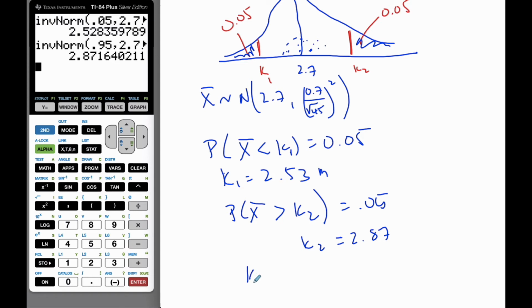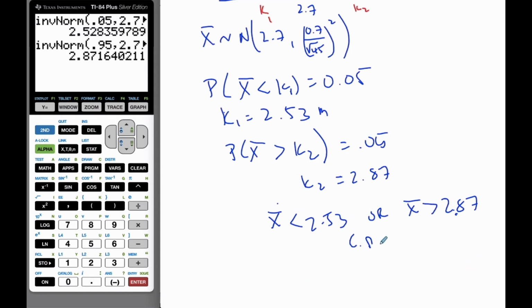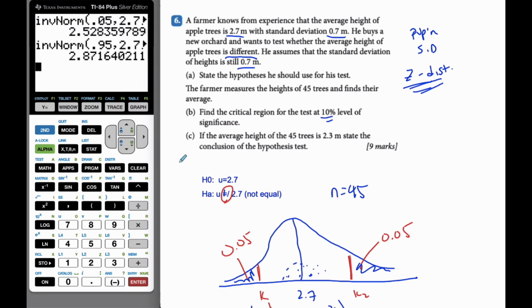So how do I write that? I want the x critical region. So if x bar is less than 2.53 or x bar is bigger than 2.87, this is the critical region. Okay, and then finally part c says if the average height of the trees is 2.3. Before I go to part c, one thing I want you to recognize is that in part b, I did not use the sample. This can all be done before any statistics are done, knowing this. All you need is a sample size.